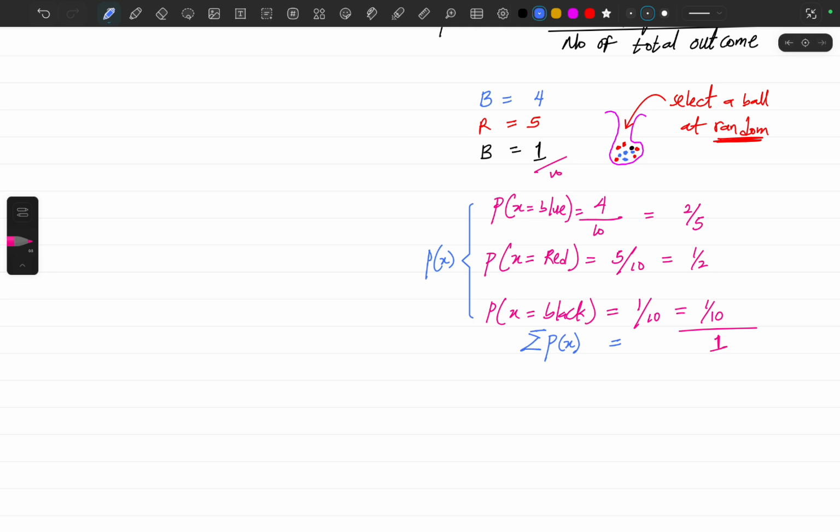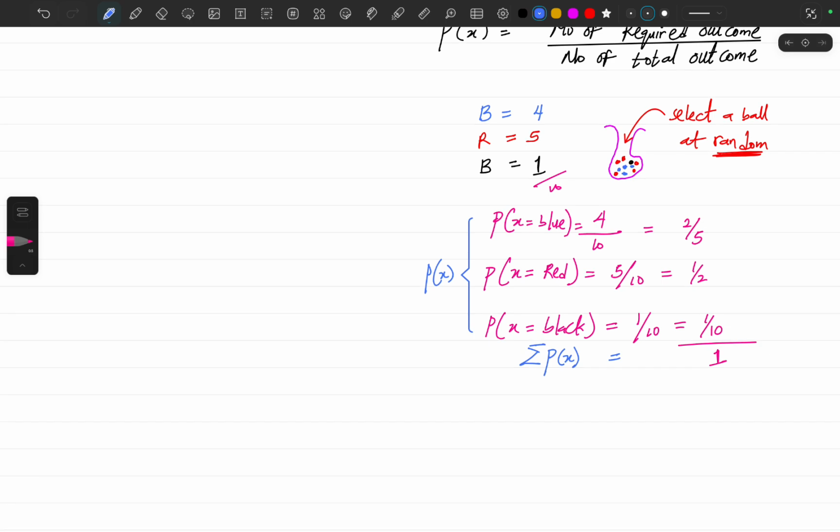When you sum out the probability, these are all the things that can happen in this event. It's either I select a blue ball, a red ball, or a black ball. There's nothing else that can happen. If I dip my hand in it, it is either blue, red, or black. But when you sum up every possible thing that can happen in this event, it must give you 1. So the summation of probability of all the events that can happen is going to be 1. Does this make sense now? Summation of your probability will give you 1.